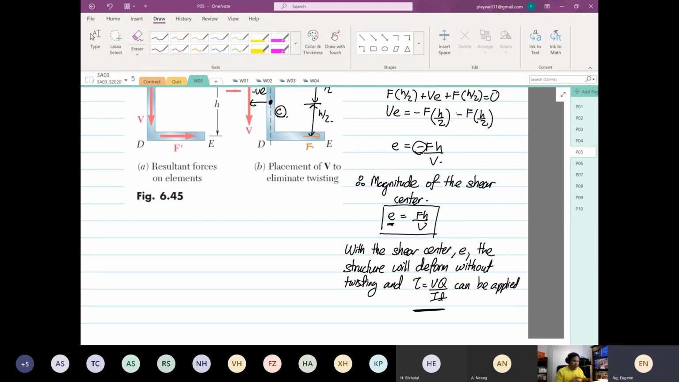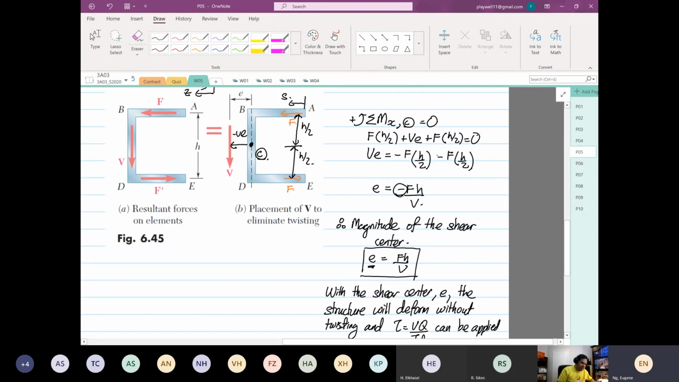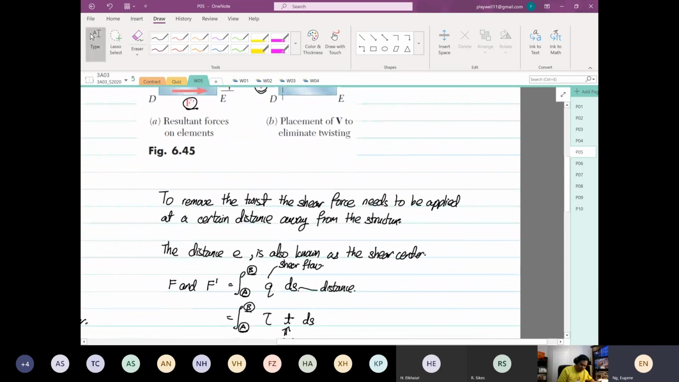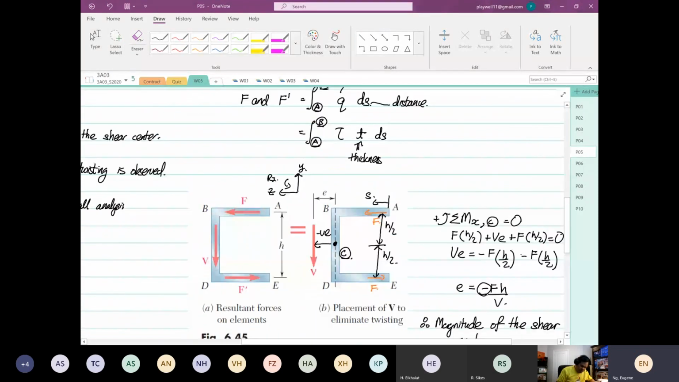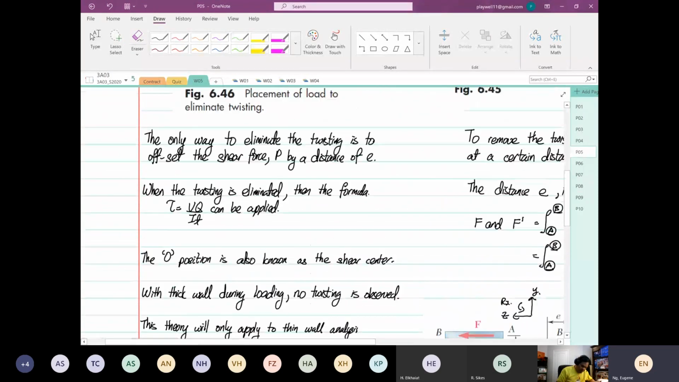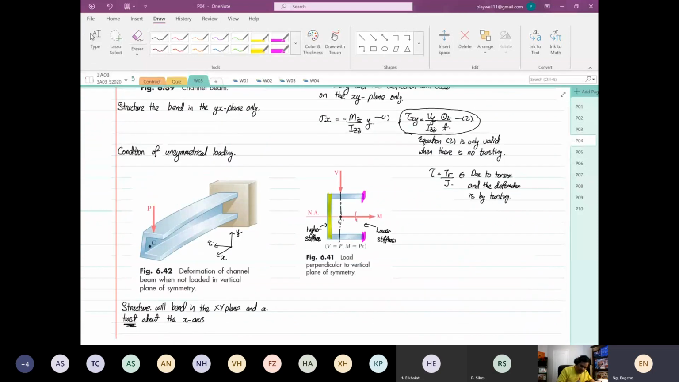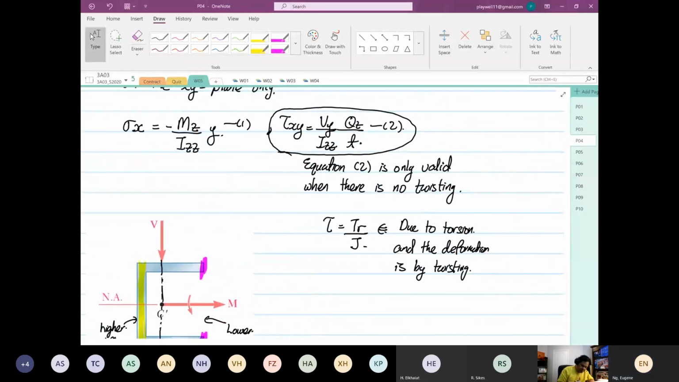Okay. So far, any questions, please? Anyone? So we're doing this because the offset center will have the same bending profile as the original shape, right? Yeah, without twisting. Once we have twisting, this formula does not work. If there's twisting, we have to incorporate the formula I wrote earlier for shear stress. When there's a twist, we have to apply that formula. But we don't want to incorporate that formula. We want to take it out.